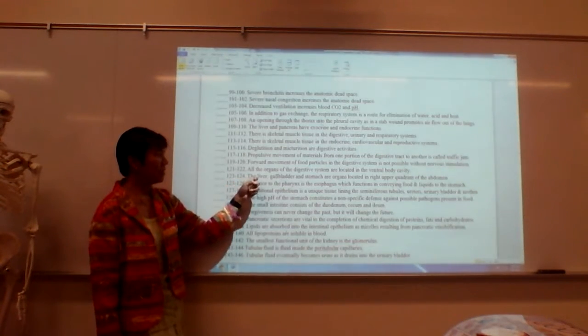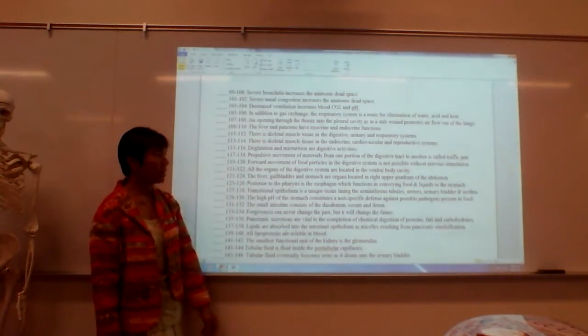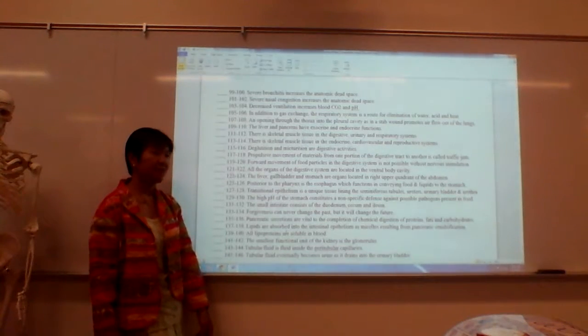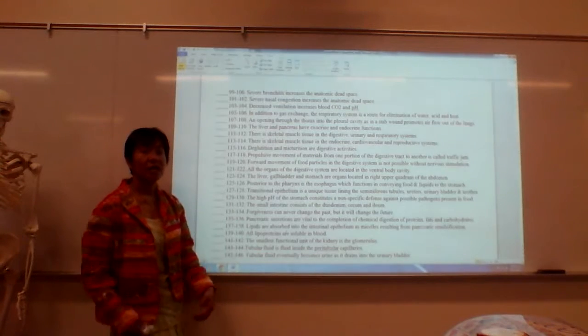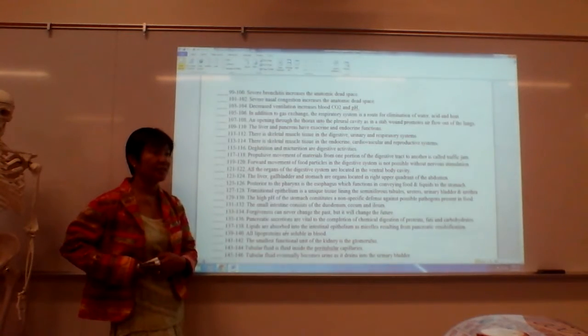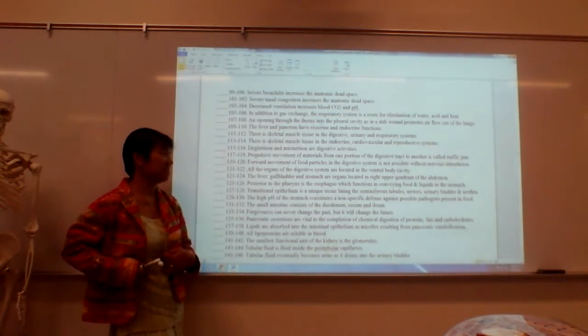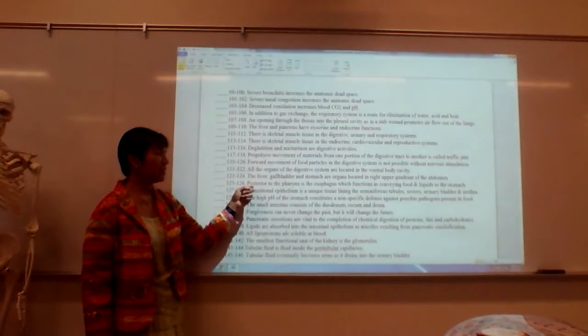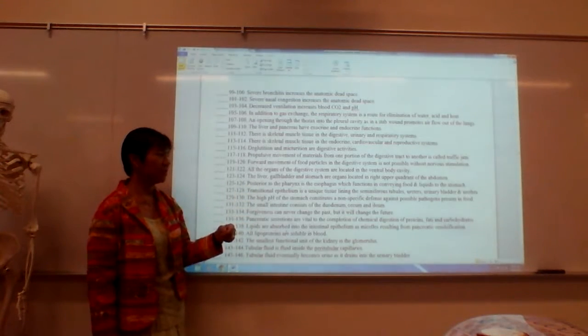Liver, gallbladder, and stomach are organs located in the upper quadrant of the abdomen. Where's your liver? Obviously that's where your gallbladder is, right? Where's your stomach? Is that in the right upper quadrant? So that's false.